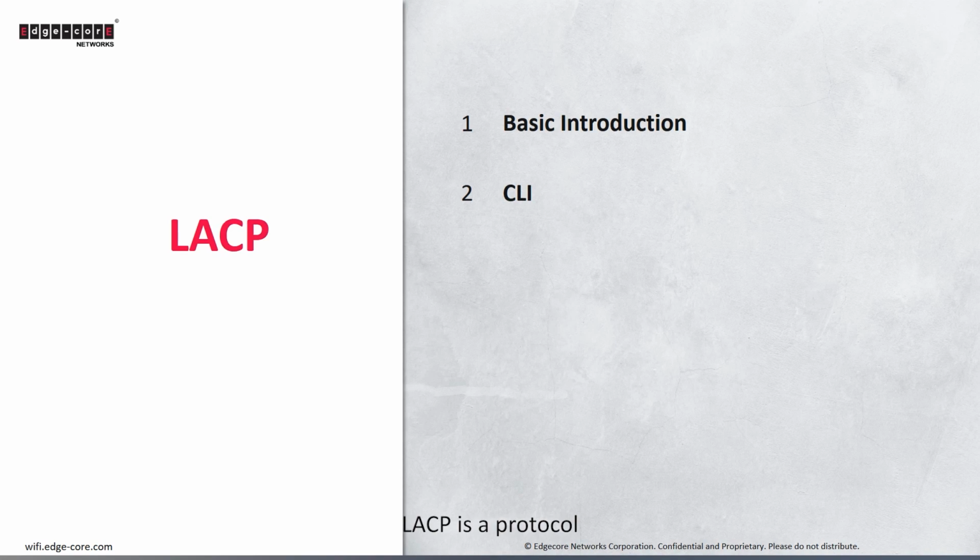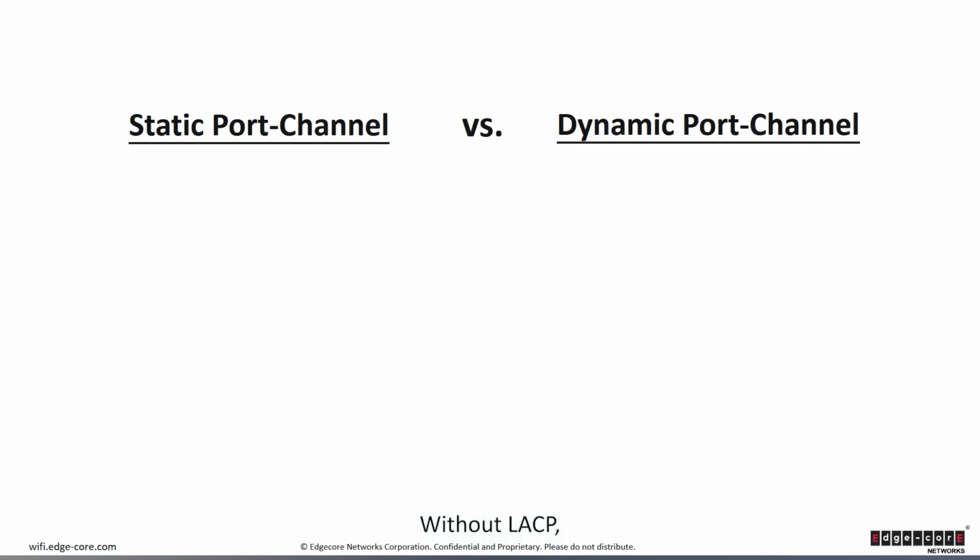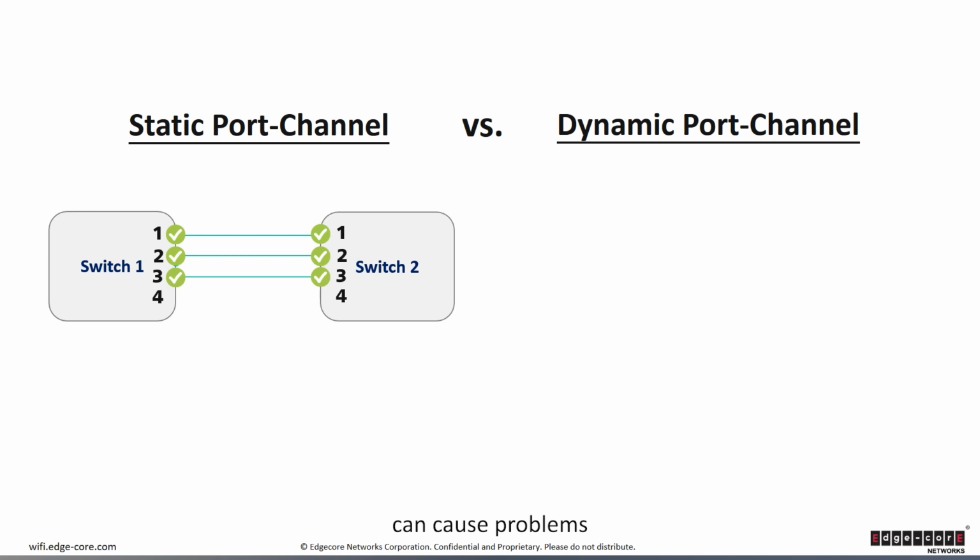LACP is a protocol that allows multiple physical ports to negotiate and form a logical link, or a port channel, between 2 devices. The whole series of Edgecore Enterprise switches support LACP. That helps to prevent errors in the link aggregation setup process. Without LACP, a wrong connection can cause problems in the network, such as loops, duplicate frames, or inconsistent configurations.